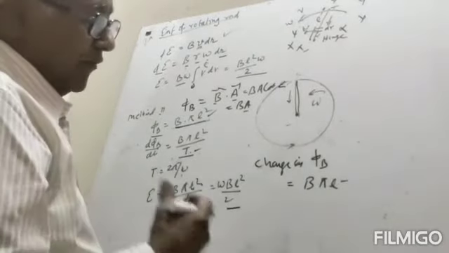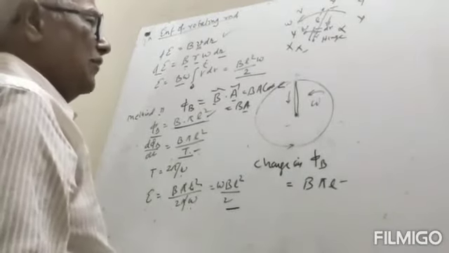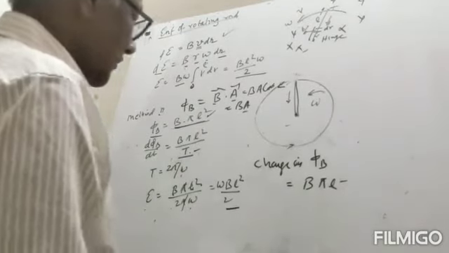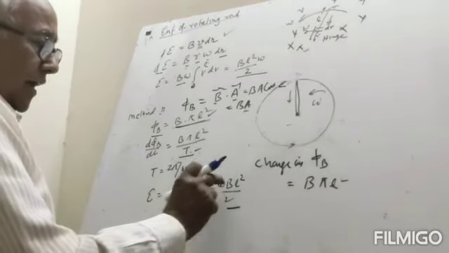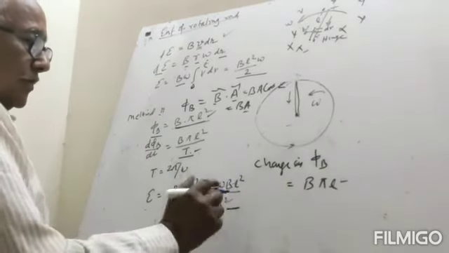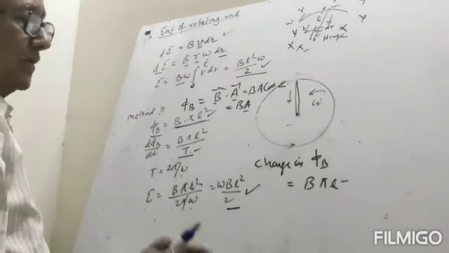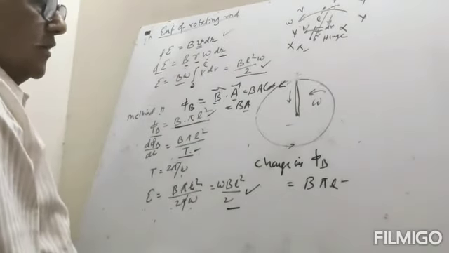So you can find the motional EMF of the rod which is rotating with angular velocity omega, it will be equal to omega B L square by 2. You can use either method, and this example is very important from the examination point of view.